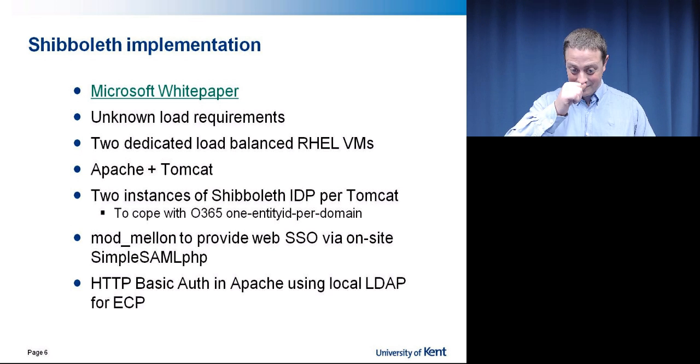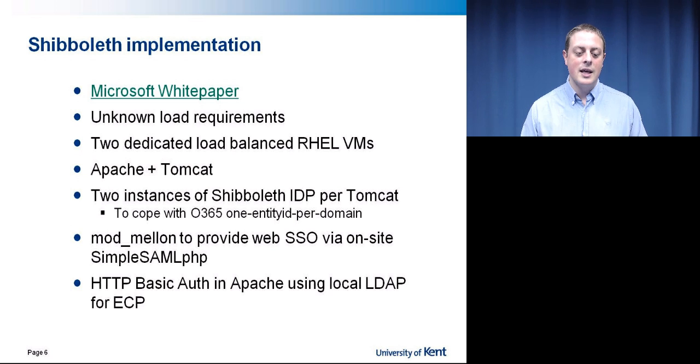That's what we've done. We've got two RHEL virtual machines on VMware, each with Apache fronting it, doing the SSL termination and authentication layer, and then Tomcat actually doing the hard work. Two instances of Shibboleth IDP on each load balanced VM, one for each of our domains, and they're on different URL endpoints. For web single sign-on, we're using ModMelon to tie the web experience into our existing simpleSAML on-site infrastructure. So users see the same login screen that they would for all of our other web services, and they get that single sign-on element as well.